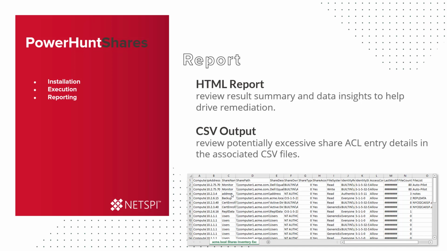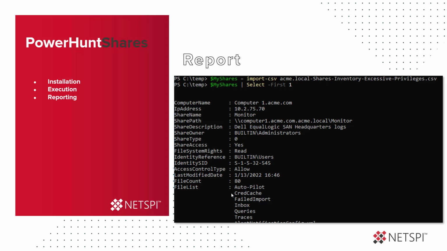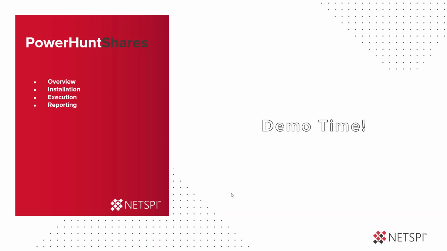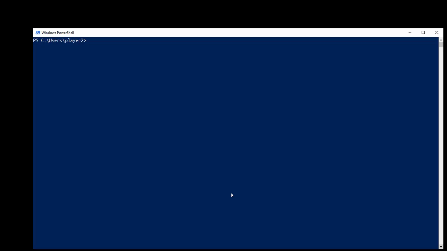You can consume it into an SQL database. You can consume it and analyze it in PowerShell, whatever you like to do. Here's an example of consuming the list of excessive privileges into PowerShell after the scan's been run and being able to filter it however I want, right? You can see the computer name and the IP address and a bunch of other information, right? All right, let's take a look at the demo.